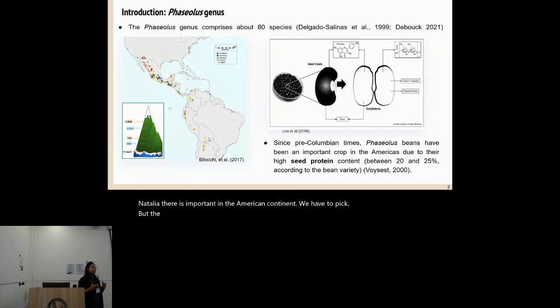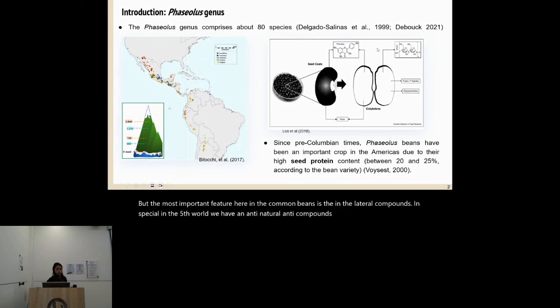the common beans is in the natural compounds. In special, in the testa we have anti-nutritional compounds, and also in the cotyledons we have different compounds like amino acids, very important for the protein, and other elements important like iron and zinc.